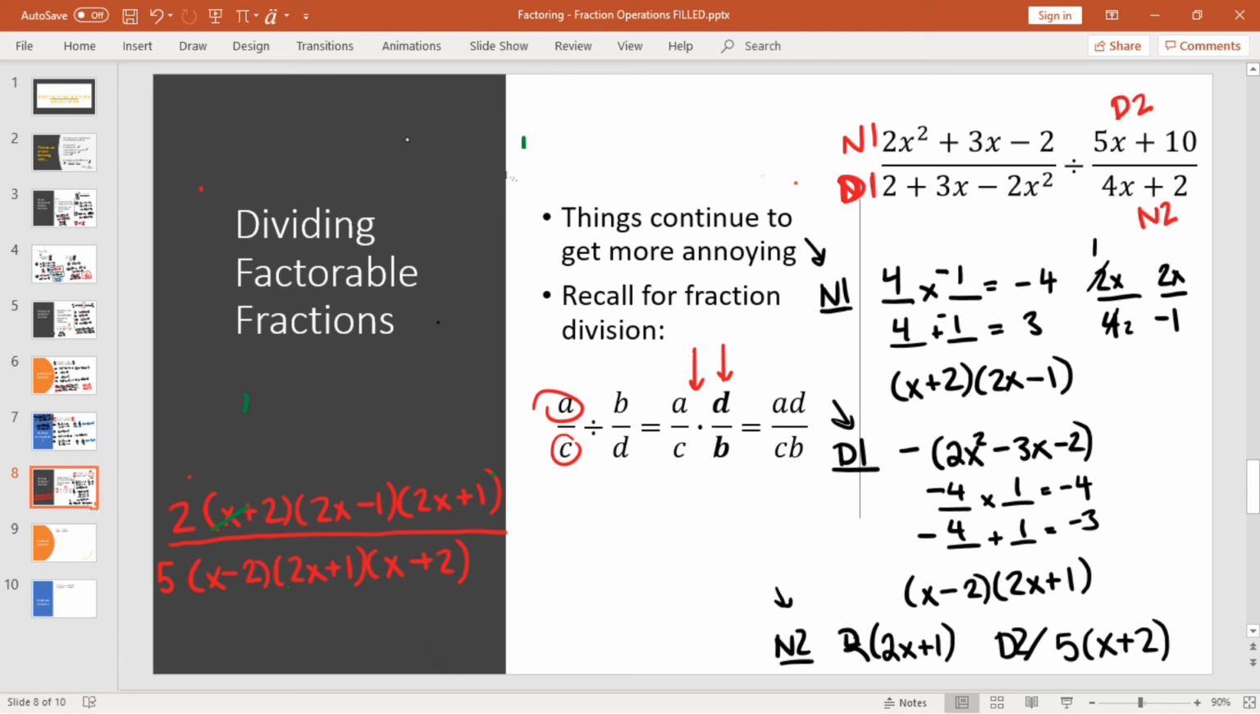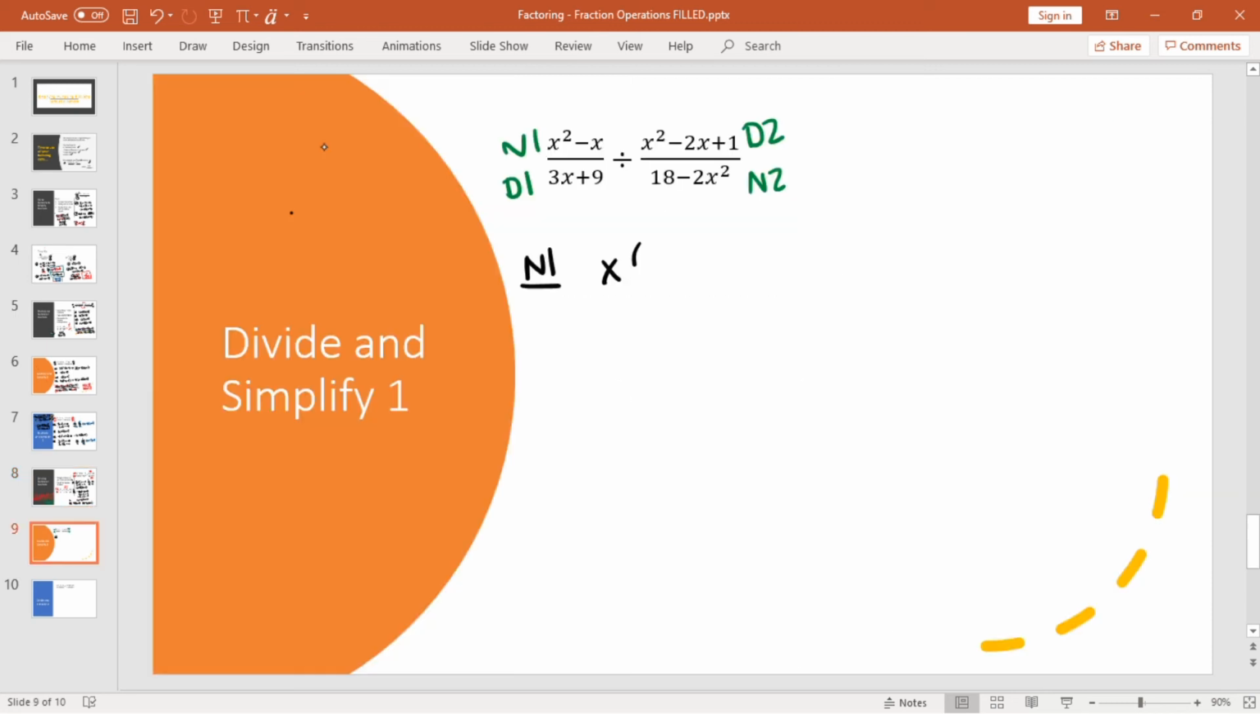For N1, common factoring, nice and easy. Can take out an x onto x minus 1. For D1, common factoring, sweet. Take out a 3 onto x plus 3. For D2, or N2 rather, sorry.